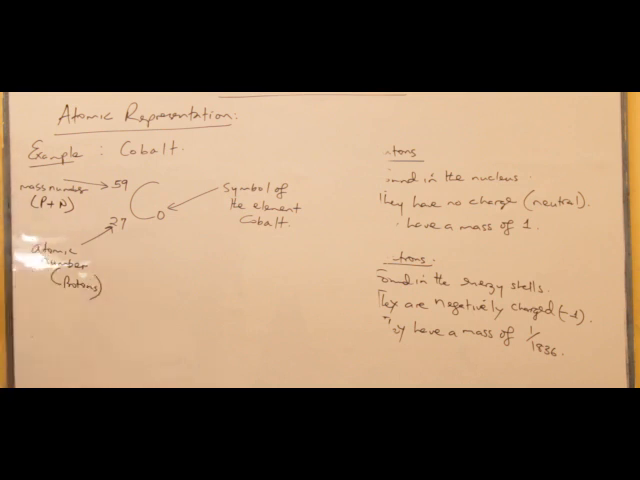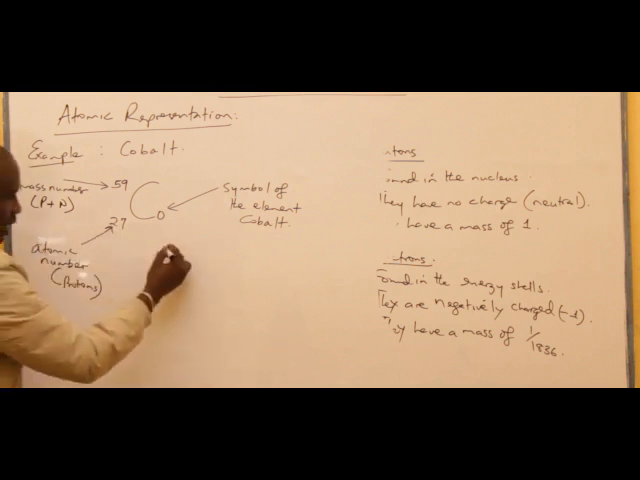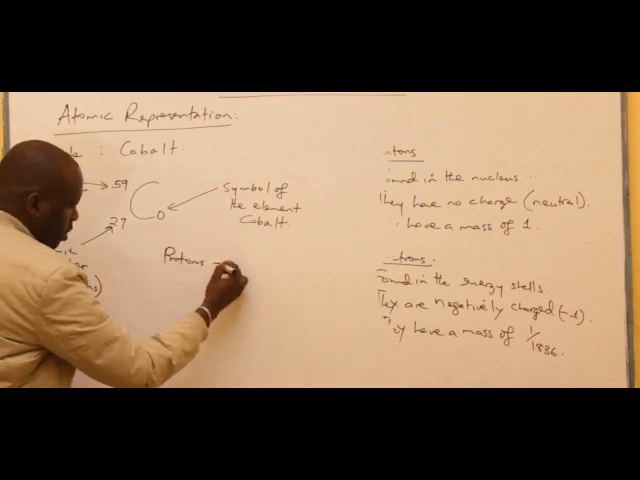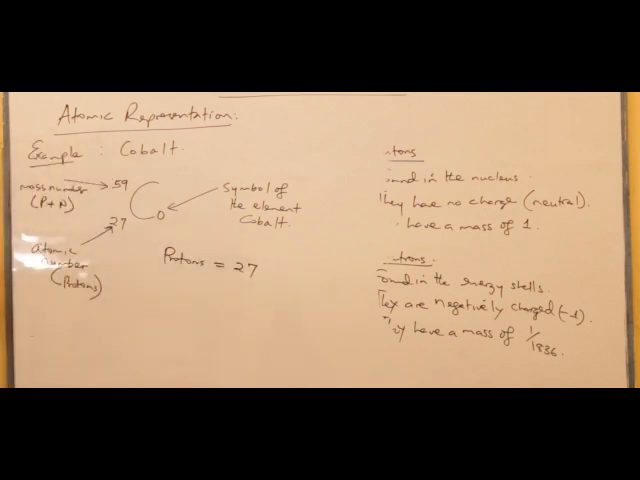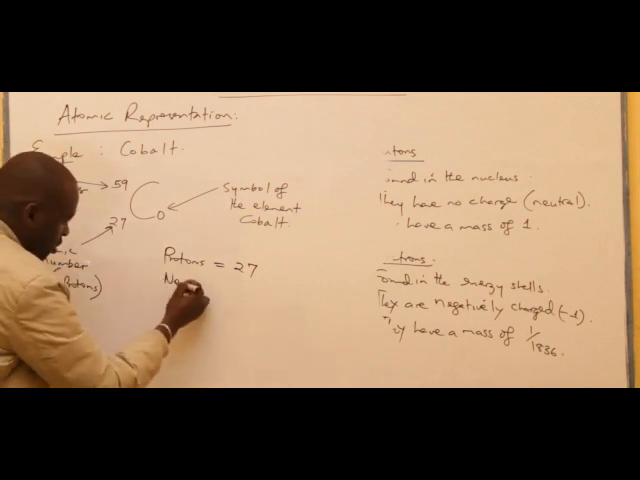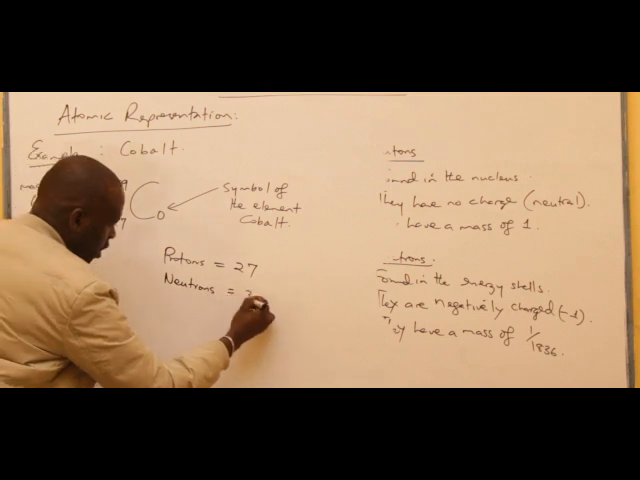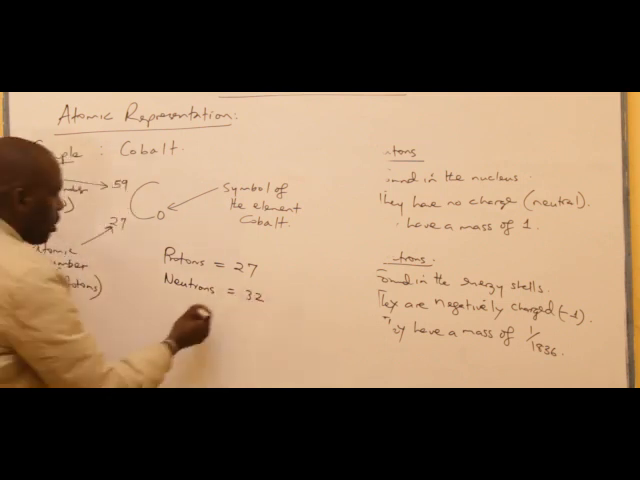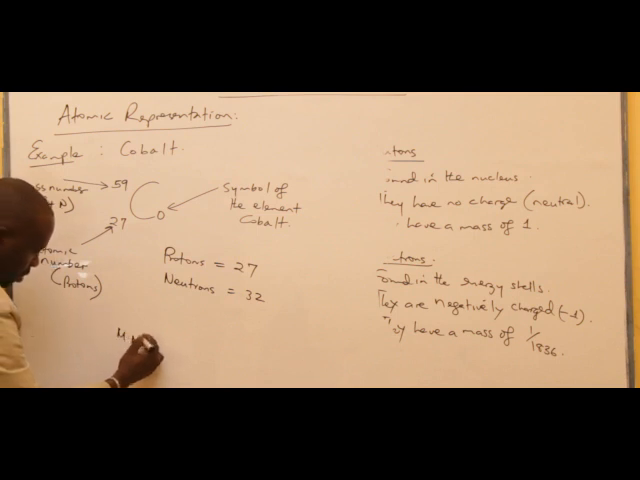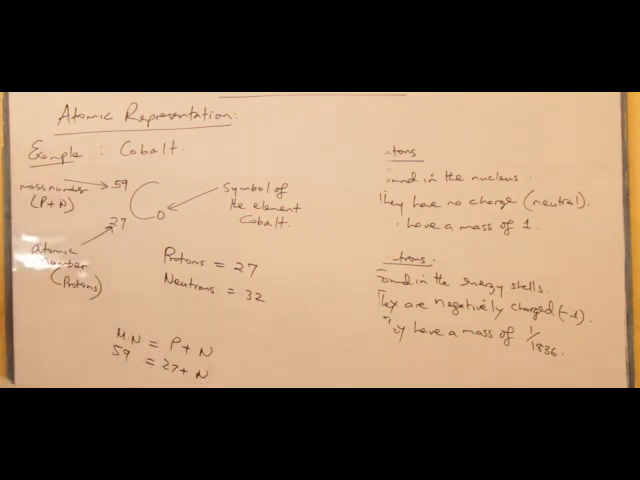So in this case of cobalt, we can say that the number of protons is 27. The number of neutrons will be 32. Why? Because the mass number is equal to protons plus neutrons, and the mass number in this case is 59. Protons are 27, so plus neutrons. To find the neutrons, you take 59, you minus 27, you get 32.